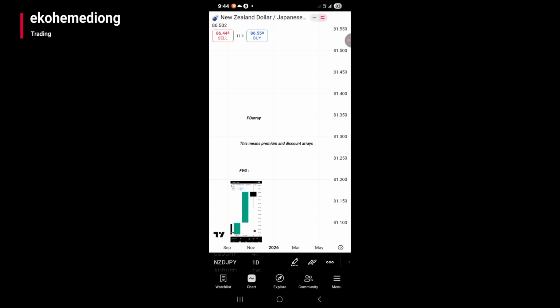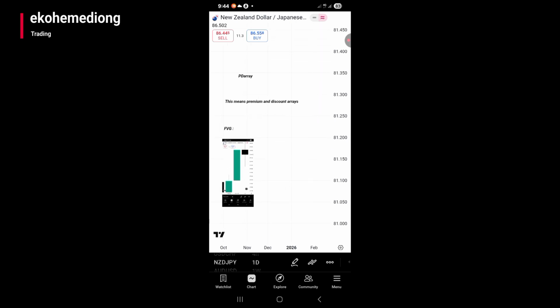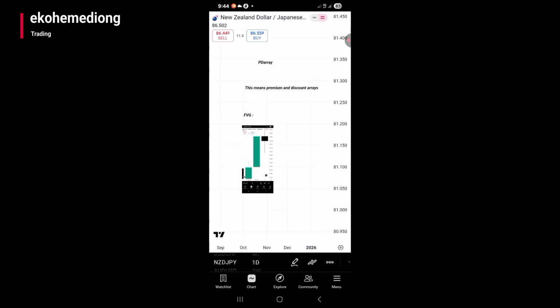If you already know what draw on liquidity is, good for you. If you don't know, keep following. We will explain everything to you. Draw on liquidity is just where price is going to next. That should be easy, I guess. So now let's start with the fair value gap. A fair value gap shows an imbalance in price, and it is formed with three candles.